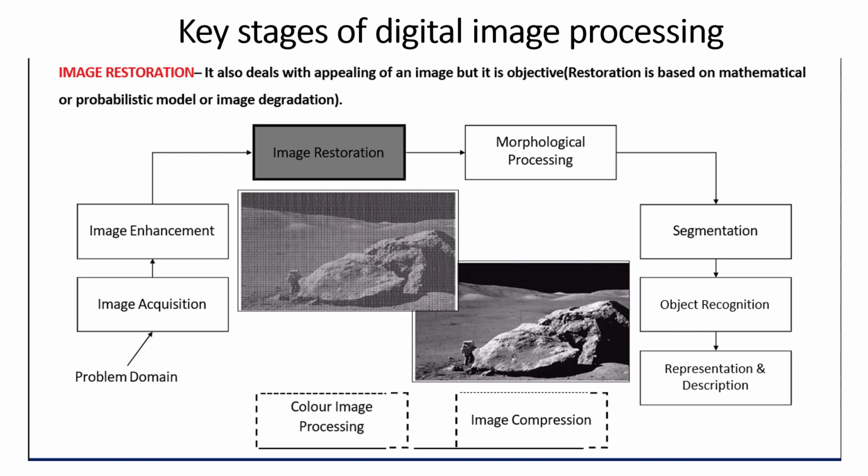Next comes the image restoration block. It deals with the appeal of an image, but it is objective. Restoration is based on a mathematical or probabilistic model of image degradation. Here we can see an image, like one of Mars, in which it is not clear, so the image has been restored. The quality is improved. Any error or distortion in the image is removed and restored. We have just restored the original quality.